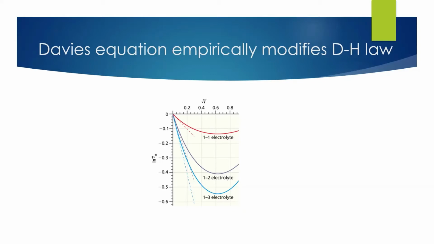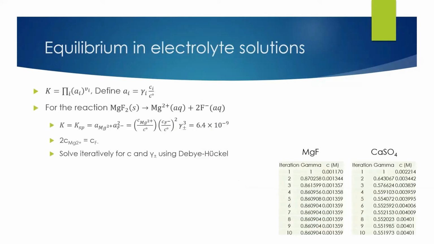We can also apply everything we've done here to determine equilibrium. So we can determine the equilibrium coefficient just like we've done before. The equilibrium coefficient is equal to the product of all of the activities raised to their stoichiometric coefficient. And we can define the activity based off of the concentration, and then figure out what's happening for chemical reactions.